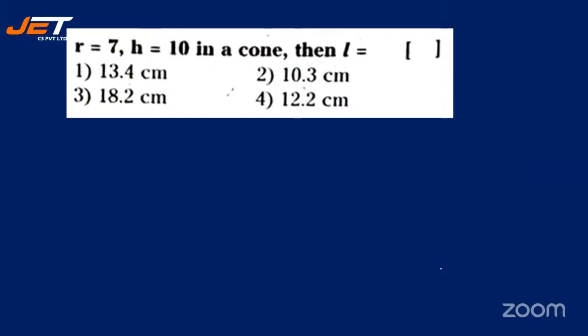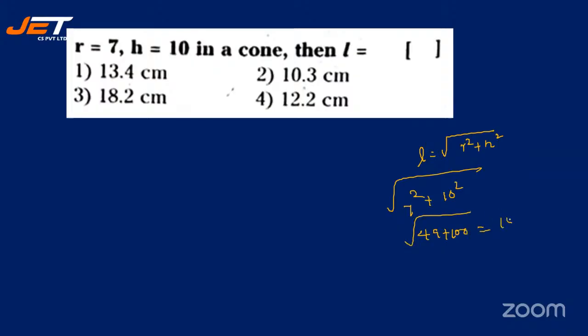So R is 7. So what is the formula for L? We already know that it is root of R square plus H square, isn't it? So what is R? 7 square plus 10 square. So 49 plus 100. So it is 149.